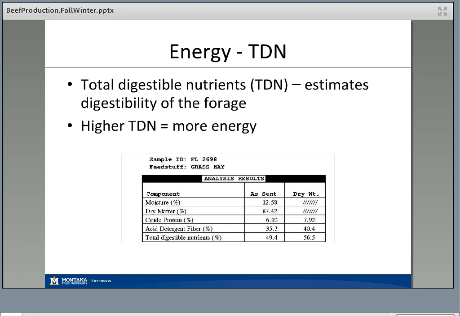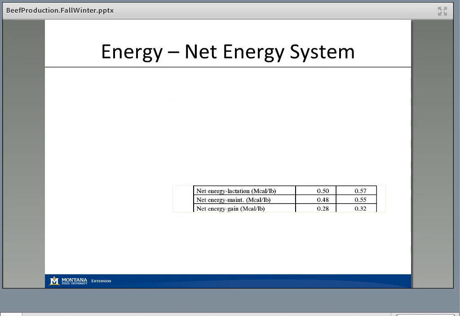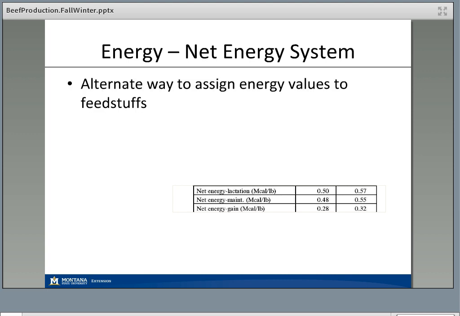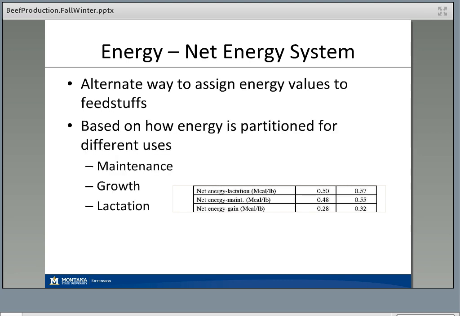Another way that we measure energy in beef cattle production is called the net energy system. This is an alternate way to assign energy values to feedstuffs. It's based on how the energy is partitioned within the cow for different uses, so for her maintenance, for example, for growth, and for lactation.